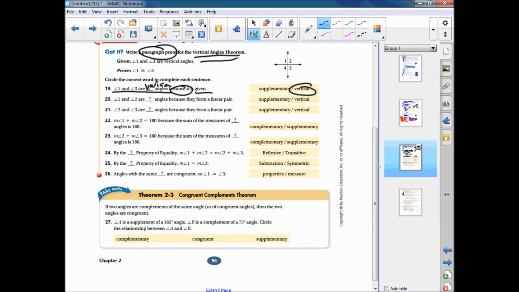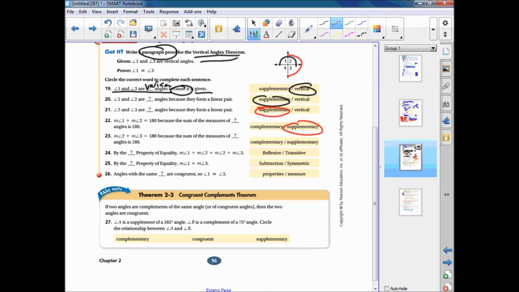All right, so angles 1 and 2, up here, form a linear pair, so they are supplementary because they form a linear pair. Okay. Angles 2 and 3 are supplementary because they form a linear pair. Now, the measure of angle 1 plus the measure of angle 2 equals 180 because the sum of the measures of supplementary angles always makes 180.